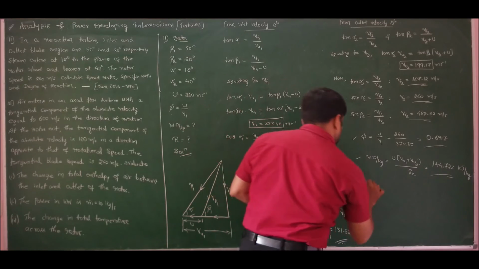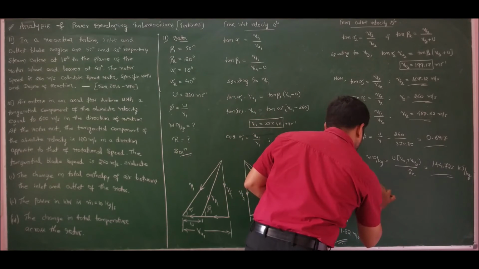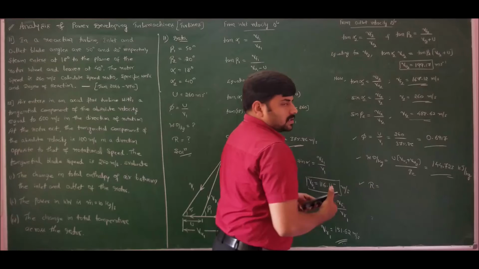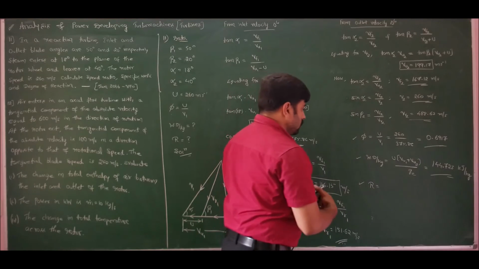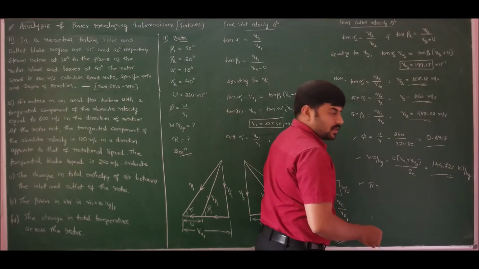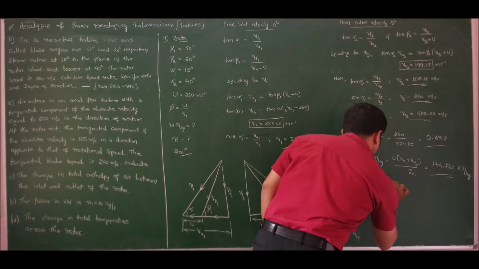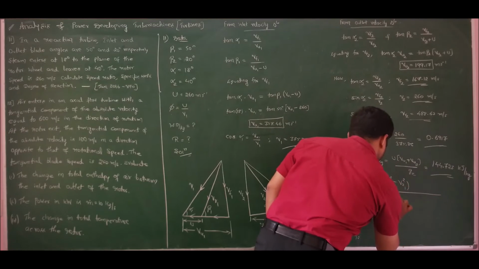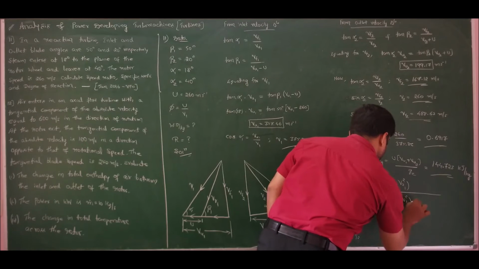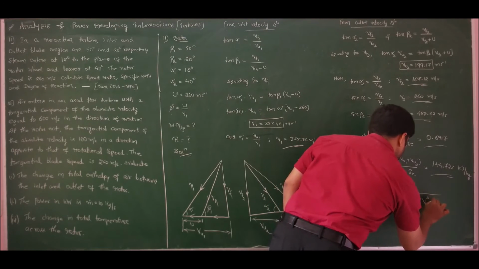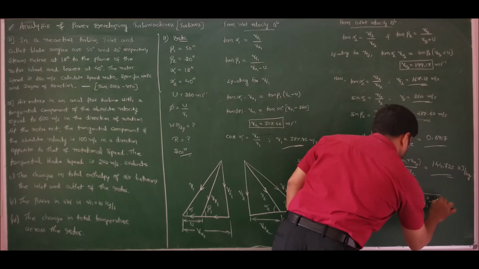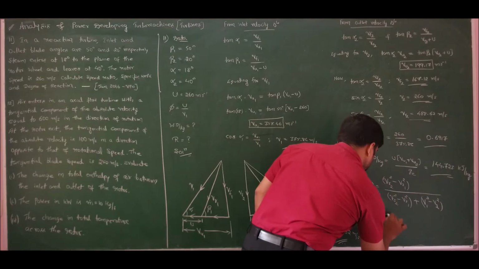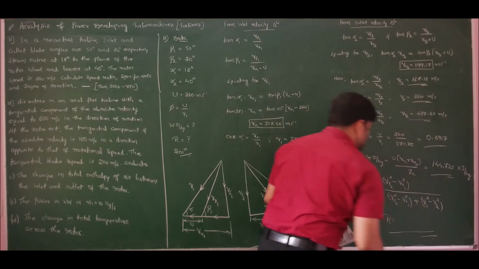Finally, we are asked to calculate the value of degree of reaction. R is equal to, since U1 is equal to U2 is equal to U, U1 square minus U2 square will become 0. So therefore we are left with VR2 square minus VR1 square divided by VR2 square minus VR1 square plus V1 square minus V2 square.